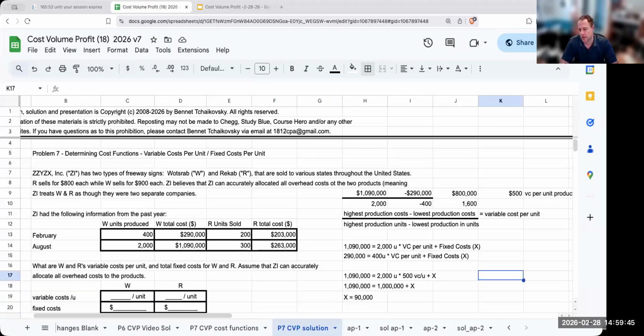Now, how do we go through and check this? Well, what we're going to do is plug it into this over here. So if we take 290,000 equals 400 units times 500 per unit, which are my variable costs, which I computed up here by taking the high values minus the low values, plus 90,000. Is this true? Well, 290,000 equals 200,000, which is 400 times 500, plus 90,000.